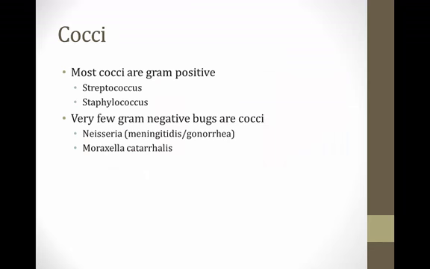Here are some rules of thumb about cocci that may be helpful to you. Most cocci are gram-positive. We're going to talk about the gram stain in a few slides, but for our purposes here, just know that bacteria can be divided into gram-positive and gram-negative bacteria. And most cocci are gram-positive, so most cocci are either strep or staph, and these are gram-positive bugs. Very few gram-negative bugs are cocci. There are only a couple that are. Neisseria, either meningitis or gonorrhea, are gram-negative cocci, and then another bacteria called Moraxella is also gram-negative. But in general, when you hear about cocci, usually it's going to be a gram-positive bacteria.